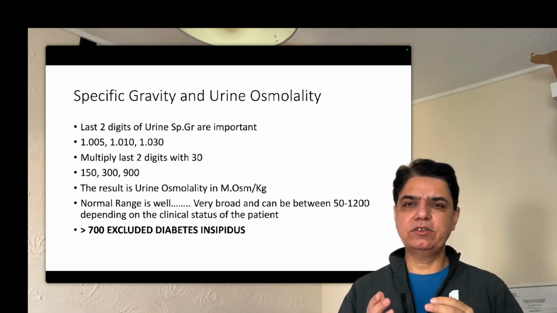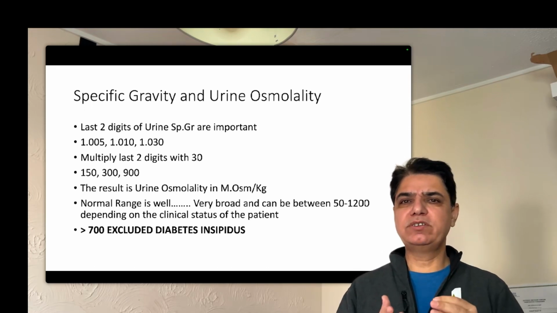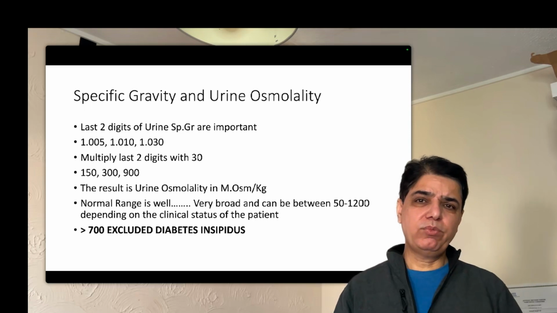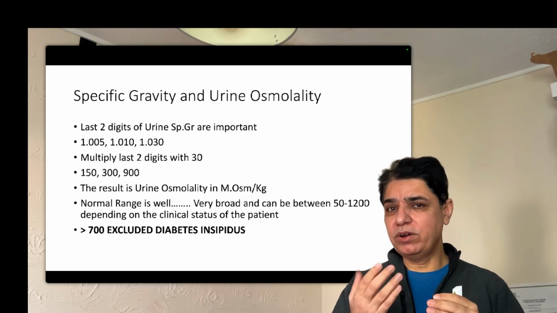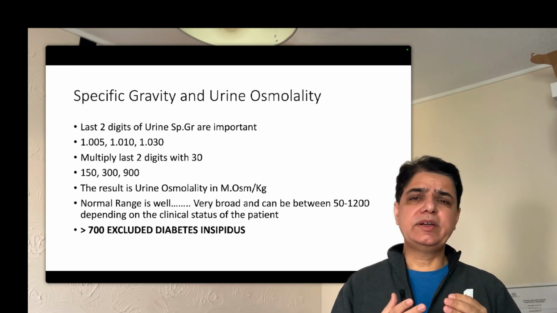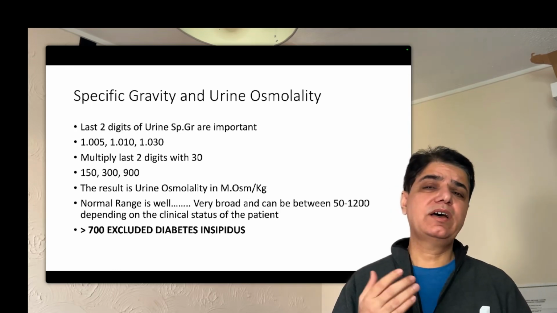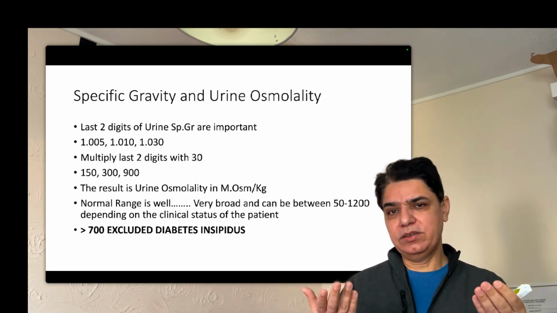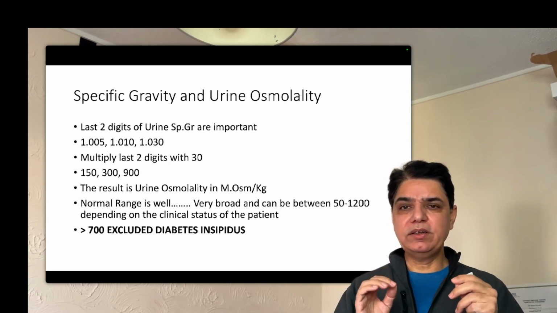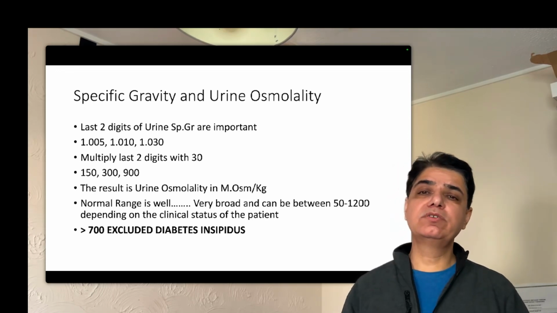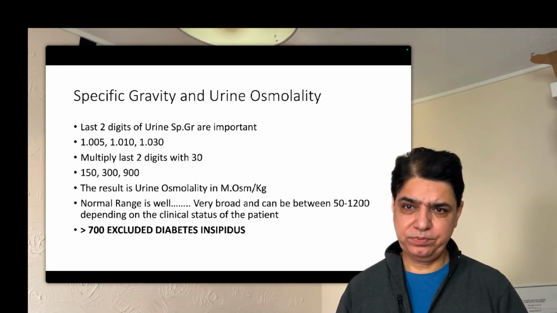So for example, in case of 1.005, the last two digits are 0.5, multiplied by 30, you get 15. In case of 1.010, the last two digits are 10, you multiply it by 30, you get 300. In case of, let's say, 1.030, the last two digits are 30, you multiply it by 30, and what you get is 900. So whatever you get is the urine osmolality, and the unit is milliosmoles per kilogram of water.